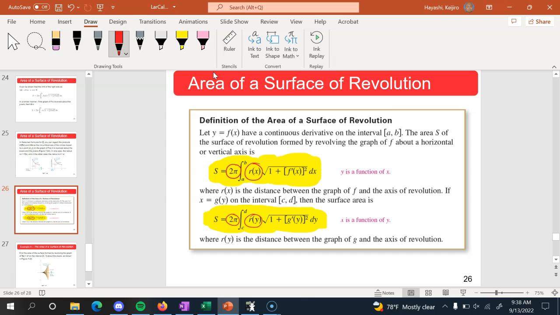And the first one is for when you're doing an integral dx, and that's going to happen if you can write y as a function of x. And the other one is for when you're doing an integral dy, and you can do that whenever you can write x as a function of y.